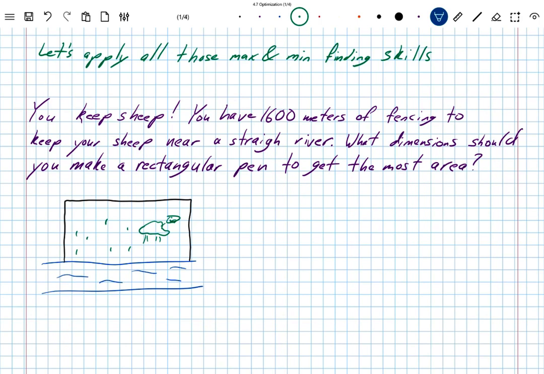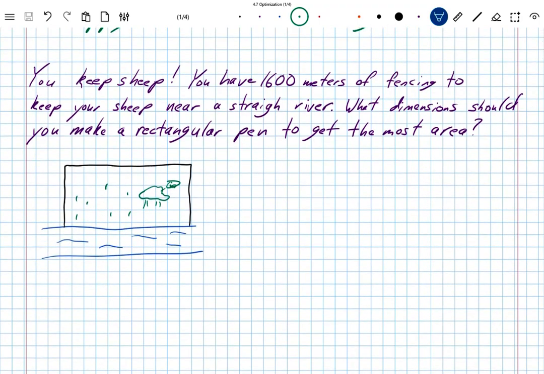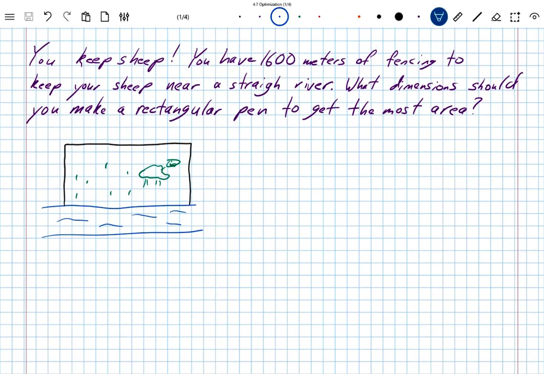Now, if it wasn't for this river giving us a free side, the answer would be a square. Right? A square is going to use the least amount of perimeter for the maximum area. But we've got a free side, and so we want to use that to our advantage, and so we expect to get some kind of a rectangle out. We want to now think about what are we optimizing and what are the important variables along the way. So it seems like we want to optimize area. In other words, we want to find the most area possible.